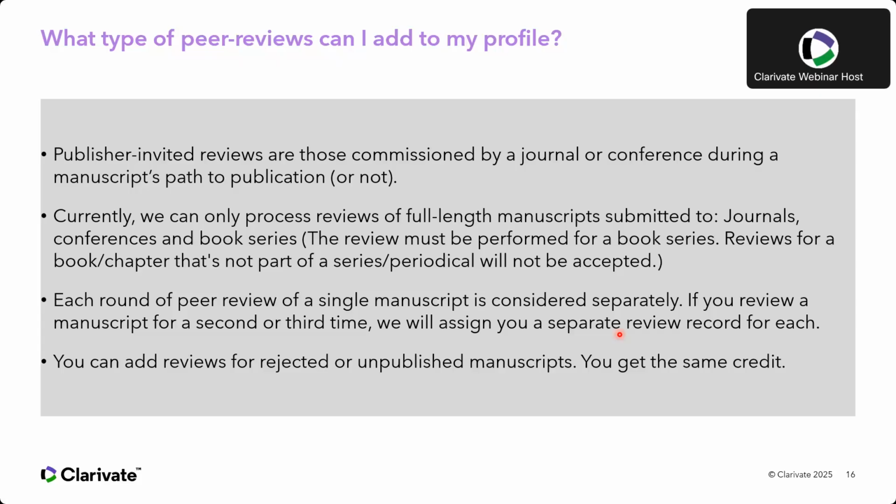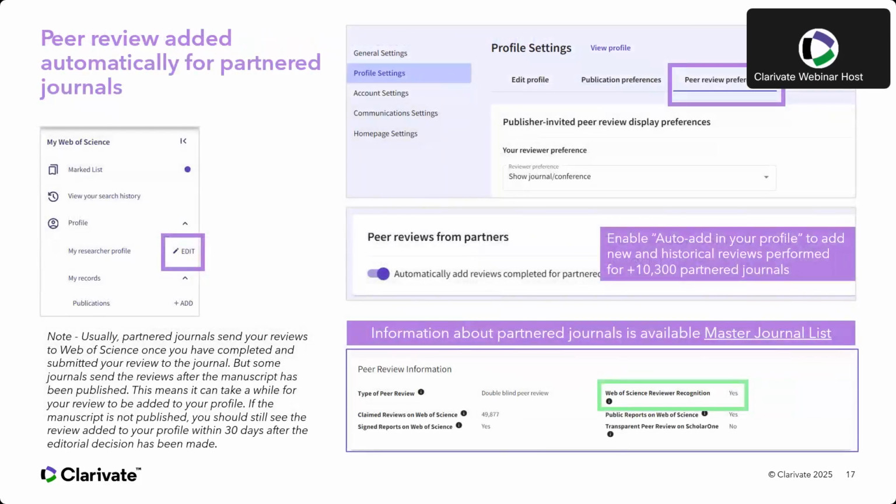And now, so that's the type of peer reviews you can add to your profile. So now the question is, how can I do that in the Web of Science? So again, there are several ways. You go to the Web of Science, My Researcher Profile, Edit. You go to your profile settings, and now there's something that is making your life easier, which is the following. If you go to peer review preferences and you say, I want to automatically add reviews completed for partner journals. Right now, we partner with more than 10,000 journals.